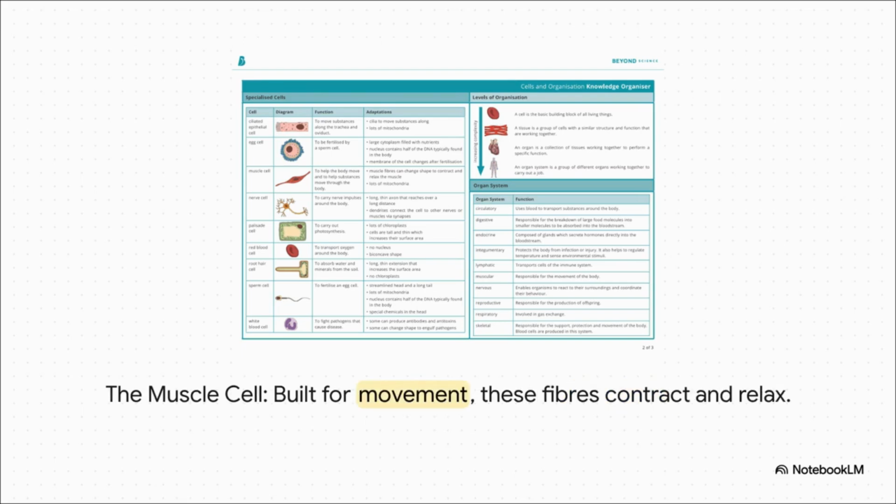Now, let's look at a muscle cell. This cell is built for one thing, and one thing only: movement. These are long fibers, and they're designed specifically to contract and relax. So, is it any surprise that they are absolutely jam-packed with mitochondria, those cellular power plants? Of course not. Creating motion takes a ton of energy.